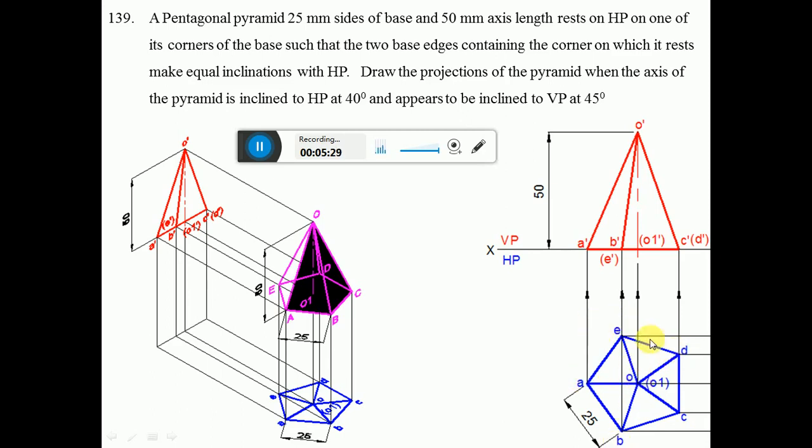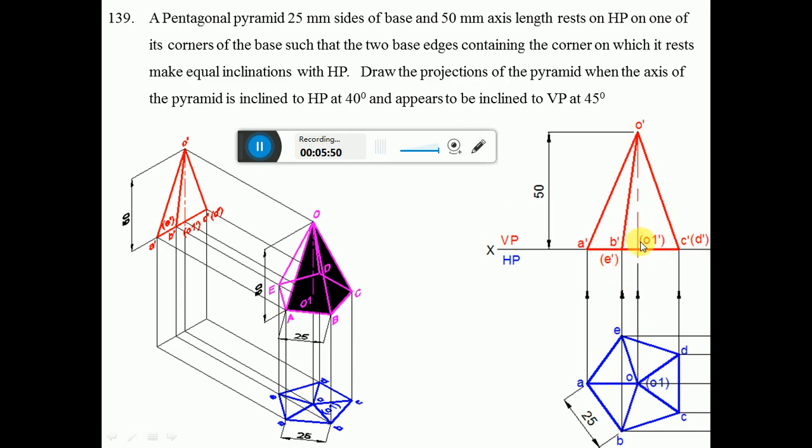So this will complete the top view. Then you draw the XY line and project all the points A, B, C, D, E to the XY line. When you look from the front view, A, B, C are near to the observer, so A dash, B dash, C dash are visible, and D dash is away from the observer, so it becomes invisible. So from the front view, O1 dash will be invisible.